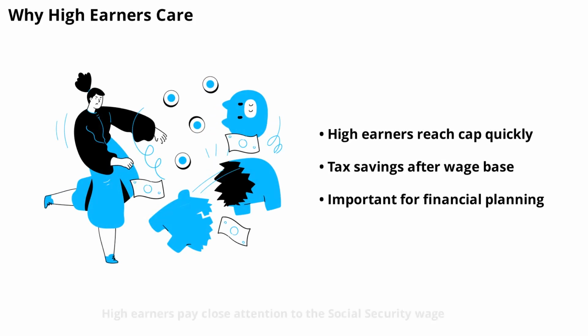High earners pay close attention to the Social Security wage base because it directly affects how much they pay in taxes. Once their income surpasses the wage base, they stop paying Social Security tax on additional earnings, which can mean significant tax savings. This makes the wage base a key figure for financial planning, especially for those with variable or high incomes. Knowing when you'll hit the cap can help you anticipate changes in your net pay throughout the year.